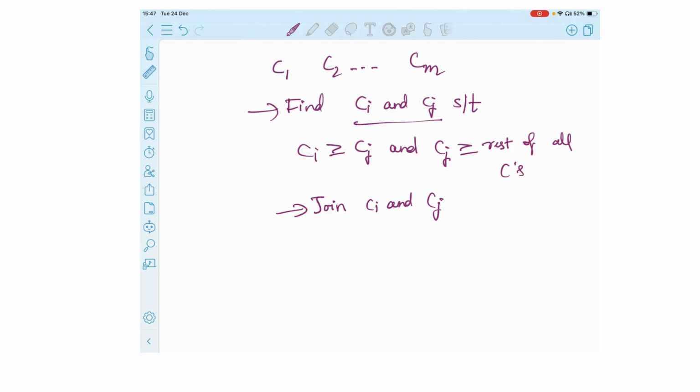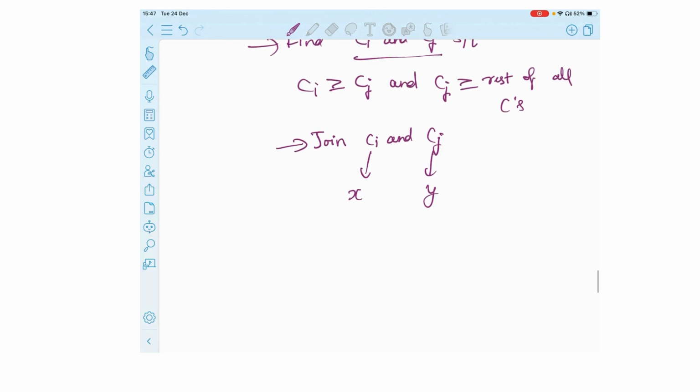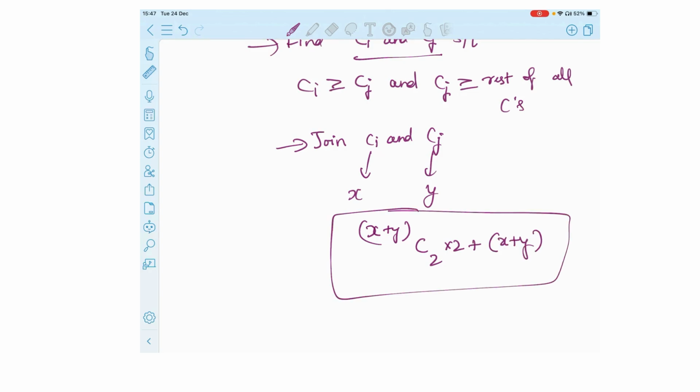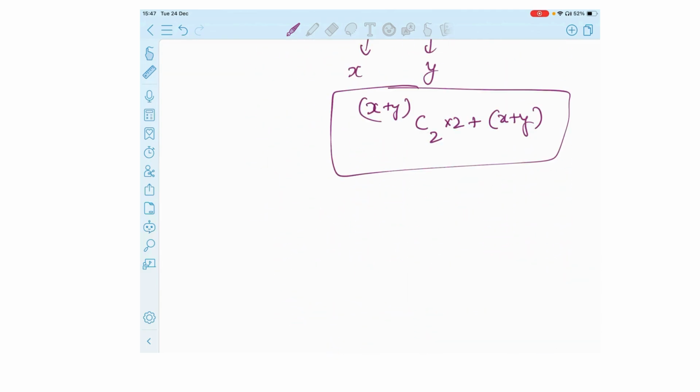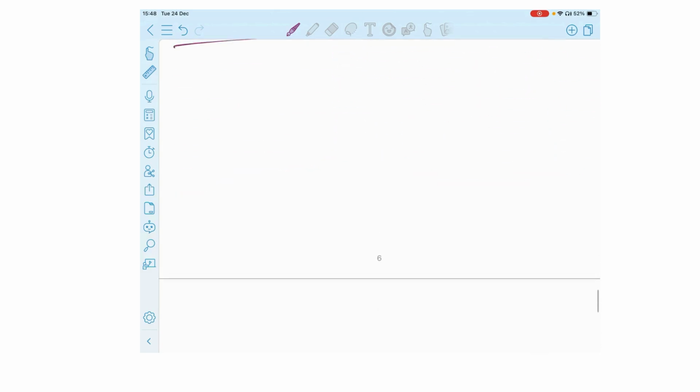Let's say I have X nodes in Ci and Y nodes in Cj. Now, by joining them, I will have X plus Y nodes in the new component. So I'll be having (X plus Y choose 2) into 2 plus (X plus Y) number of ordered pairs. So there's the logic. Now, this is in one single component. In addition to this, I hope you understood the intuition and the approach here.